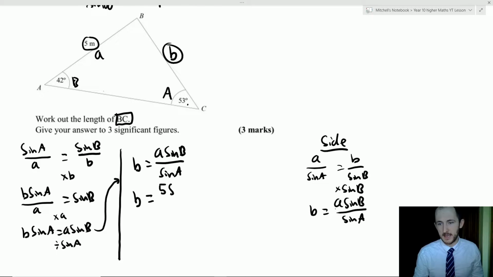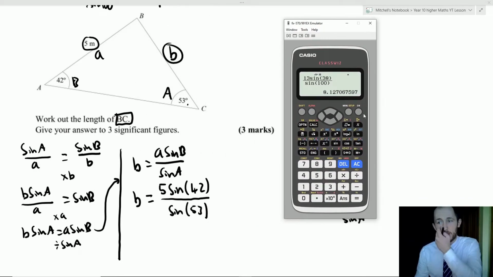Sine B, again, make sure you don't get the angles confused, because it's very easy to do that. It's 42 degrees in this case. And A is 53. With your calculators as well, some students get the wrong answer and they're not sure why.